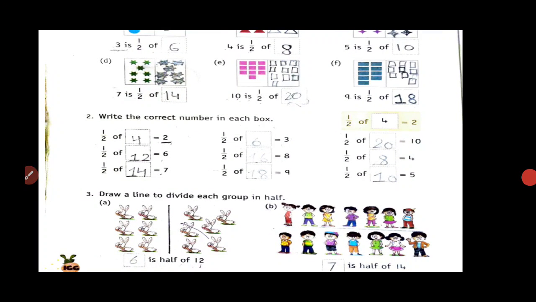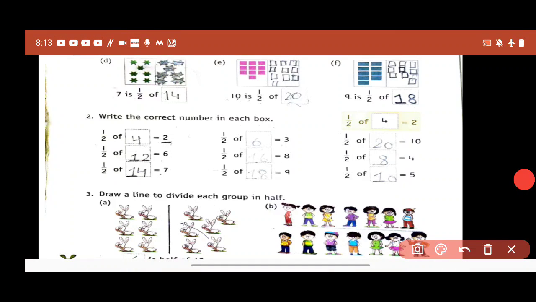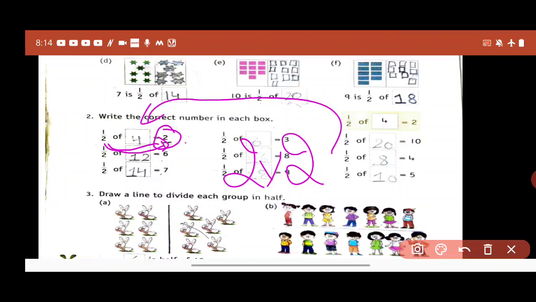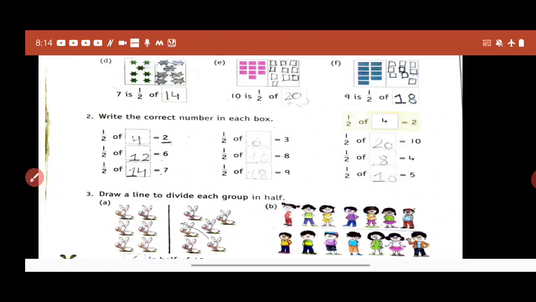Write the correct number in each box. Half of dash is equal to 2. Now over here, we have to find out, already half is given to us, right? We have to find out the whole number. So over here, just carefully listen, we again have to multiply these two numbers because they're asking half of dash is 2. We already know the half. We just have to find out the number which is half of. So if you have to multiply this number with this number, what is 2 times 2? It is 4, right? And what is half of 4? It's 2. So we are rechecking our answer also, right?